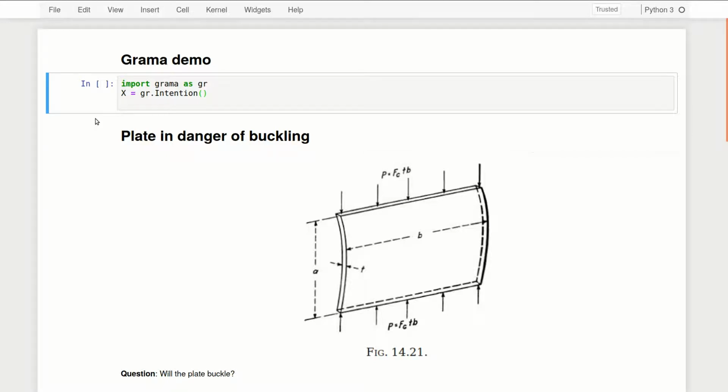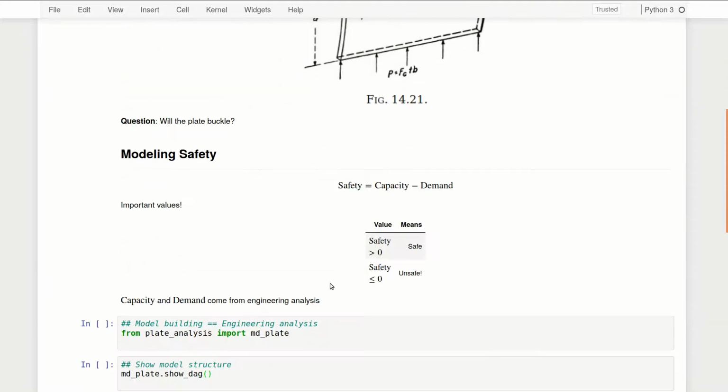So this is a demonstration of Grama, and we're going to use it to study a plate in danger of buckling. You can imagine this plate as being the top surface of a wing with load coming in from either side. What we're going to do is model the safety as capacity minus demand. Now, capacity is the ability of the plate to take load, and demand is the amount of load that's placed on the plate.